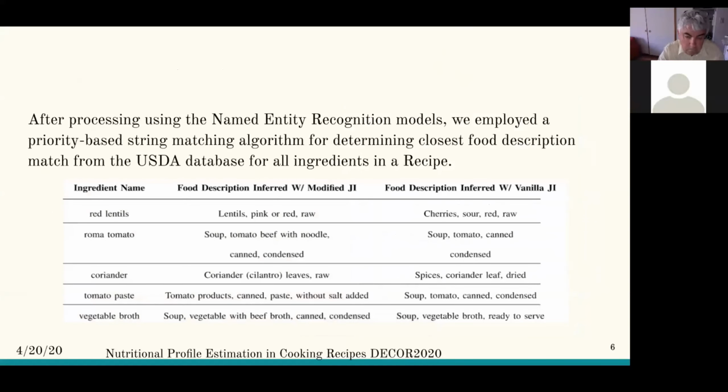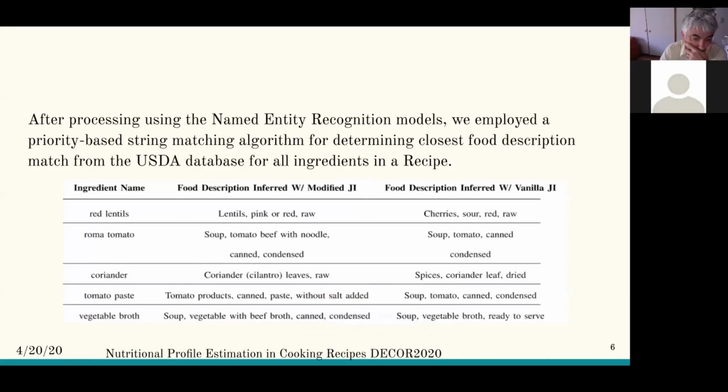So the first job that we have to do after getting the result from the NER is to match the ingredient names that we have acquired with the food description that is present in the USDA database. And that is an interesting problem which we solved by Jaccard similarity. So I'll talk more about Jaccard similarity in the next few slides.